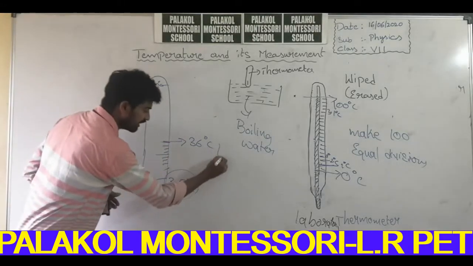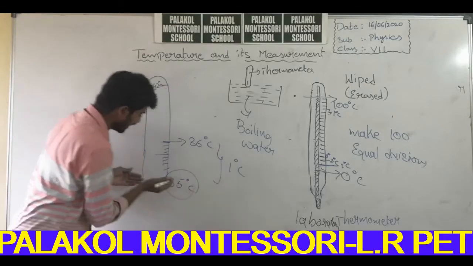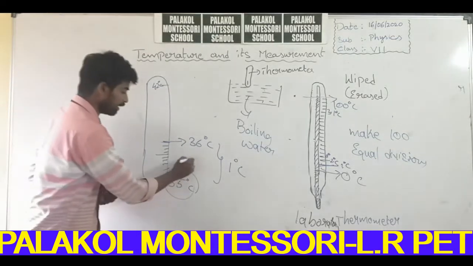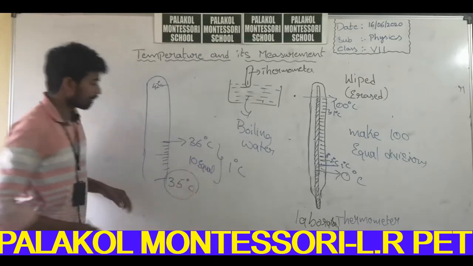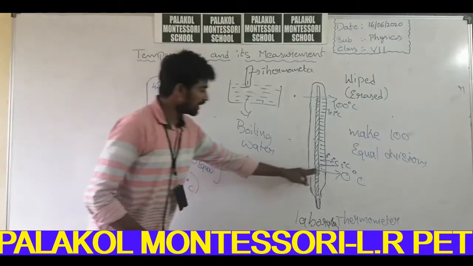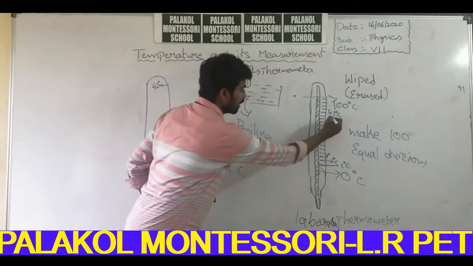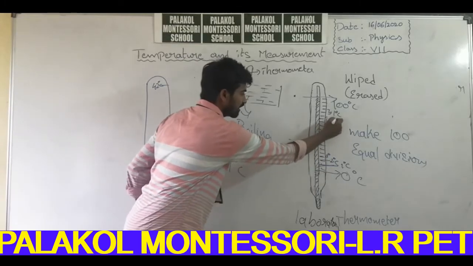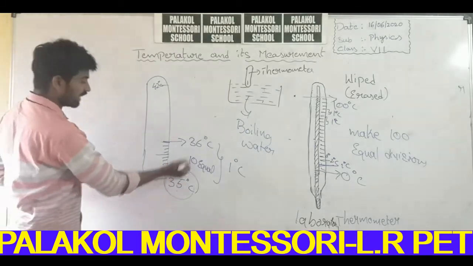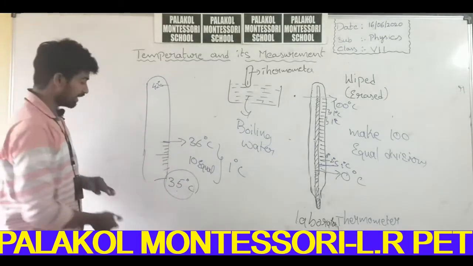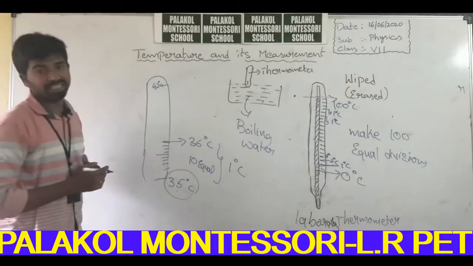So, this 1 degree centigrade is again divided into 10 equal parts. There are no divisions within the 1 degree centigrade gap on the laboratory scale, but here, in between 35 and 36 degrees centigrade, there are again some equal parts.